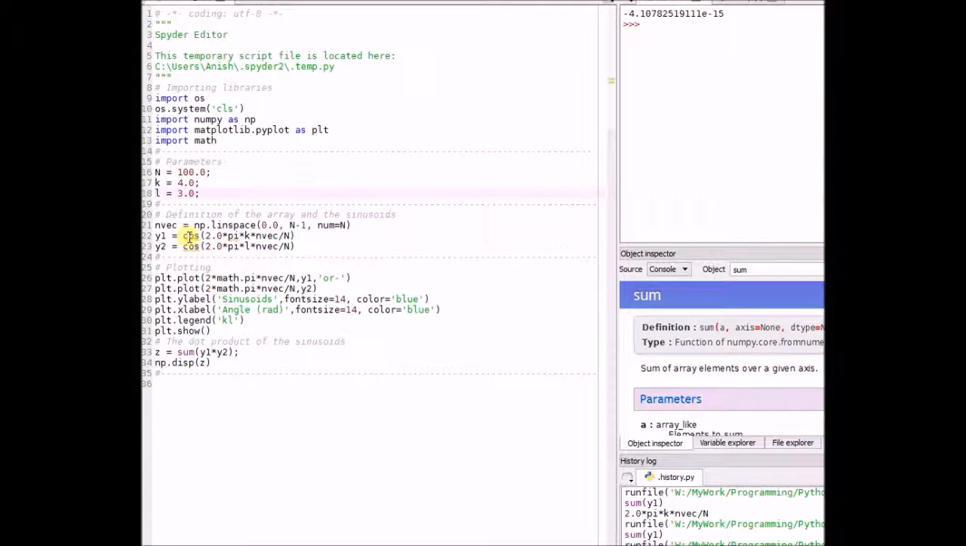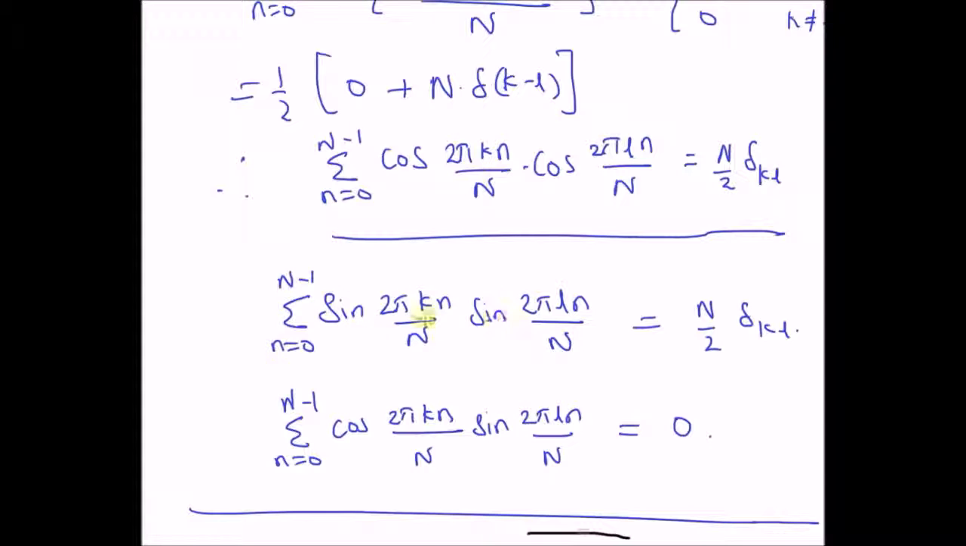Now let us look at the simulations when both of them are sinusoids rather than cosines. When the frequencies are not equal, we should get a 0, so we have minus 4.49 into 10 power minus 15, which is practically 0. Now when the frequencies are exactly the same, we should get n by 2, which is 50, since n equal to 100. So for the sinusoids, when the frequencies are equal, we have n by 2, and when frequencies are not equal, that is when k is not equal to L, this is equal to 0, since it is a delta.